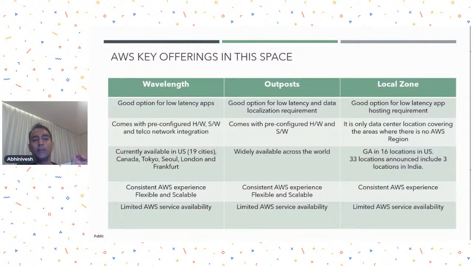Then whatever applications are getting connected to this Wavelength Zone, the traffic will not go to the cloud. It will be locally routed, right? So that is called local breakout. So let's say I'm carrying a phone and I have an application and I'm an edge computing user.